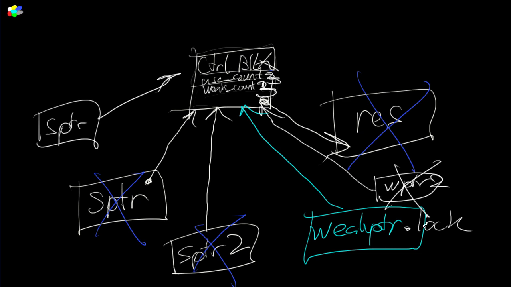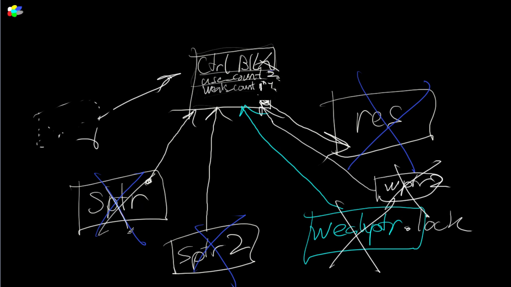You can delete this weak pointer, you can delete this weak pointer. What will the weak count be after that? It's going to be 1. You delete this shared pointer, the weak count stays at 1, the use count goes down to 2. Delete this one, use count goes down to 1. Delete this one, use count goes down to 0. This is freed. Weak count goes down to 0.